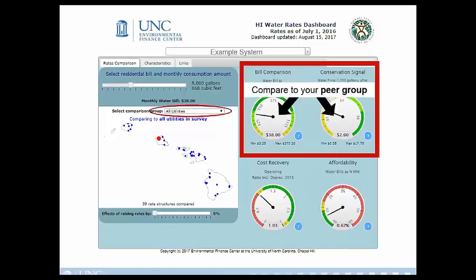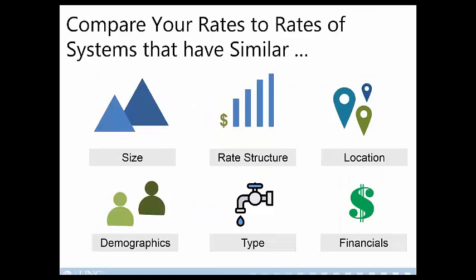So first I'm going to talk about these top 2 dials, the bill comparison dial and the conservation signal dial. And both of those, as noted, are for comparing yourself to your peer group. And you can also see this red circle on the left side of the screen above the map of the island. That's where you can select your peer group. So we have a lot of different peer groups.